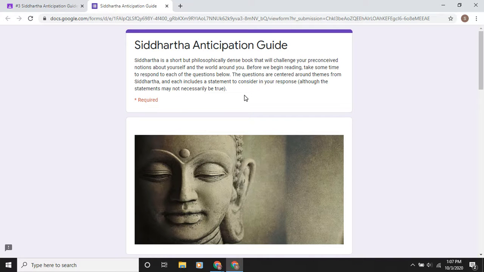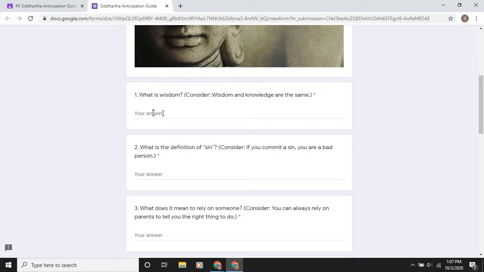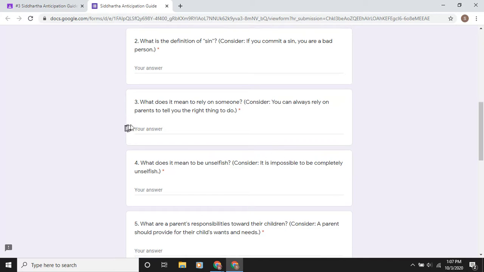The questions are centered around themes from Siddhartha, and each includes a statement to consider in your response, although the statements may not necessarily be true. So the kinds of questions and statements are: what is wisdom? Consider the possibility that wisdom and knowledge are the same, or maybe not. Number 2, what is the definition of sin? Consider if you commit a sin, you're a bad person, or are you? Number 3, what does it mean to rely on someone? Consider you can always rely on parents to tell you the right thing to do, or can you?